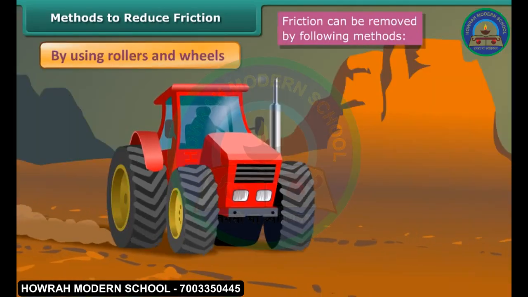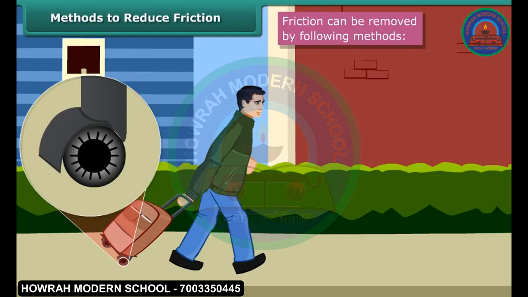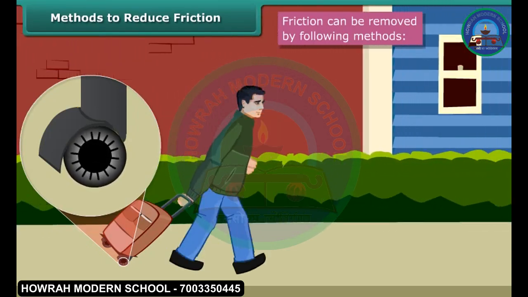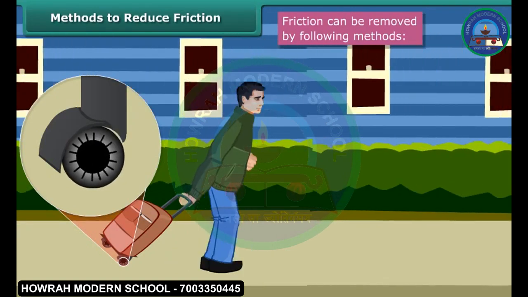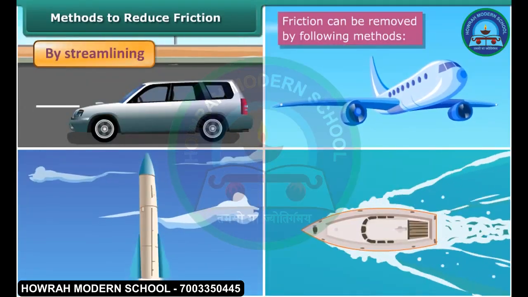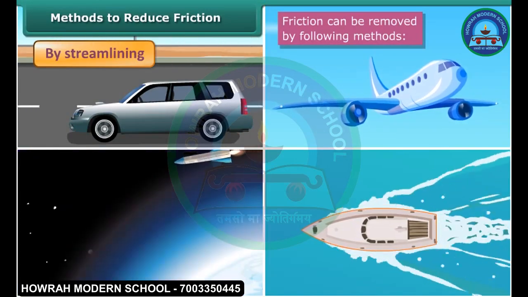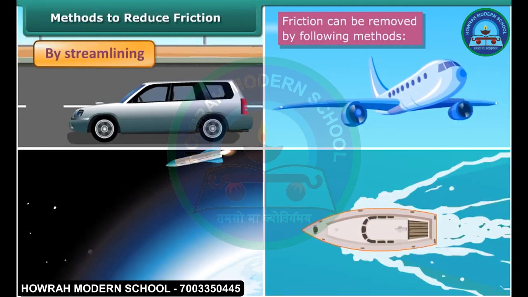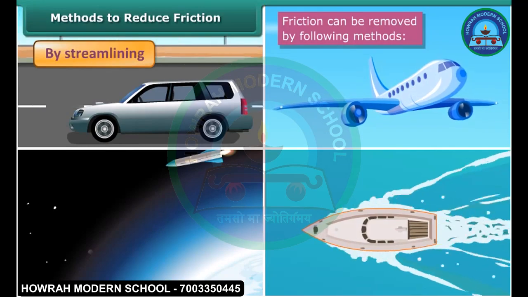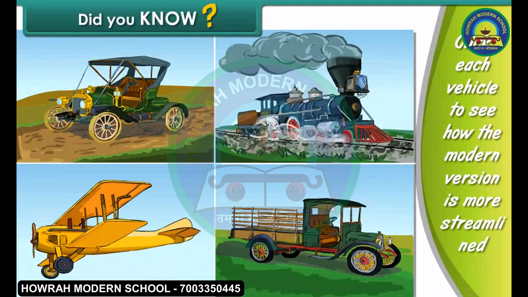By using rollers and wheels. Many heavy objects like big suitcases are provided with small wheels called rollers to reduce friction so that they can be carried easily by pulling. By streamlining. The bodies of cars, aeroplanes, and rockets are streamlined to reduce the air friction. The bodies of boats and ships are also streamlined to reduce the friction of water. Click each vehicle to see how the modern version is more streamlined.